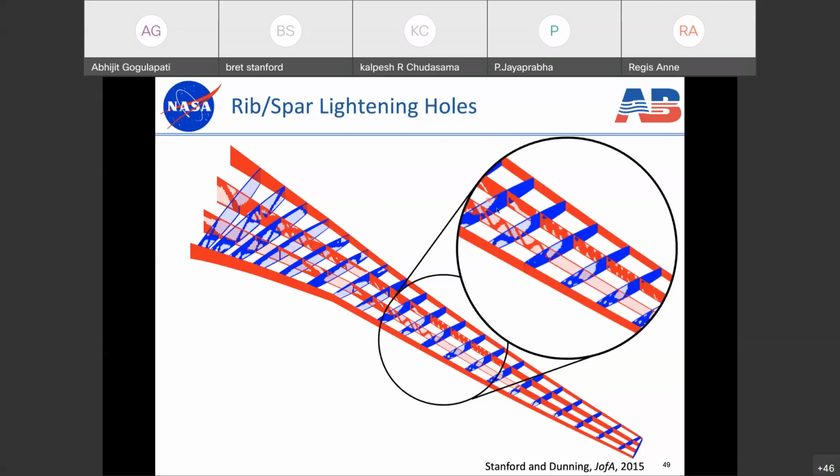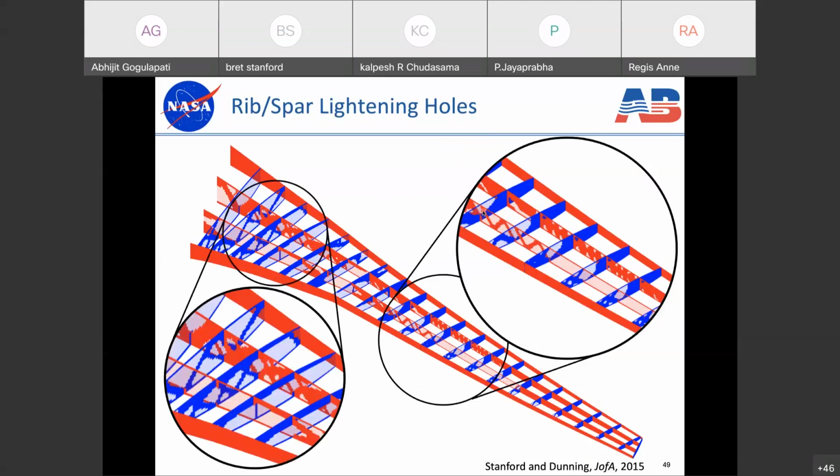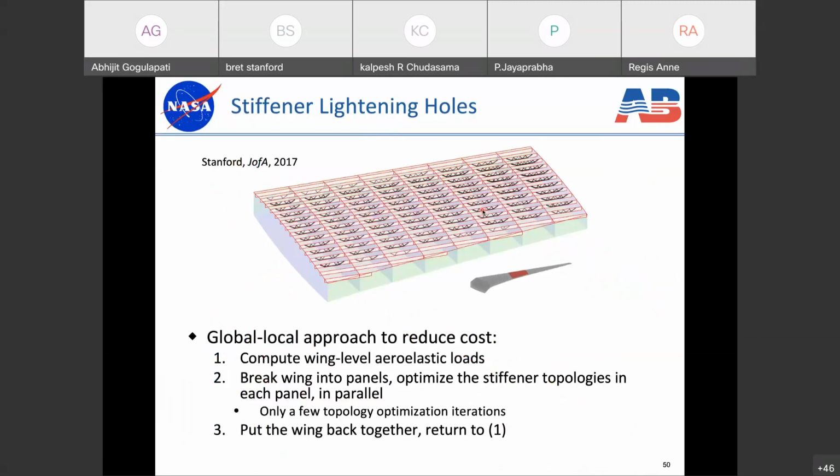And I'll zoom in here. You can see we have fairly detailed truss-like structures inside some of our spars, and then some lightning holes inside the ribs as well. We've also done this with stiffeners, where we take a wing box and we seed it with stiffeners, and then we try to find the optimal topology inside each stiffener. And so we get these trapezoidal structures. We do this for the entire wing, but the wing is so massive that we can only show on the slide just one of the wing sections, which is shown here in red. So we did it for the entire wing, but I'm only showing a single section here.